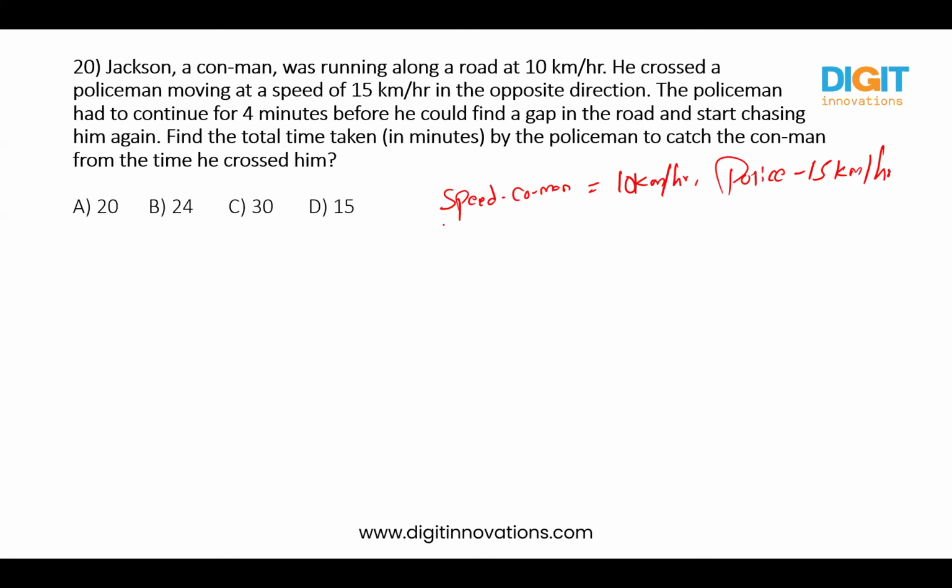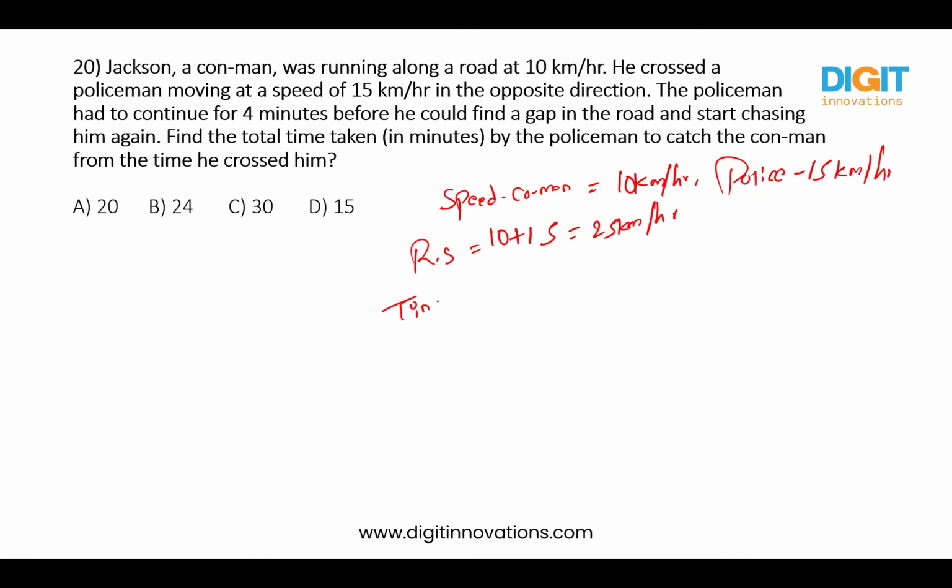Opposite directions means, if they're in the relative speed and effective speed, what we have to tell: if there is no physical contact between those two people, you will go with the relative speed. If there is a physical contact between those two, you will go with the effective speed. There is no physical contact between those two people, right? So we have to go with the relative speed. If two persons are traveling in an opposite direction, you're going to take the sum of their speeds, so relative speed equals 10 plus 15, which is 25 kilometers per hour.